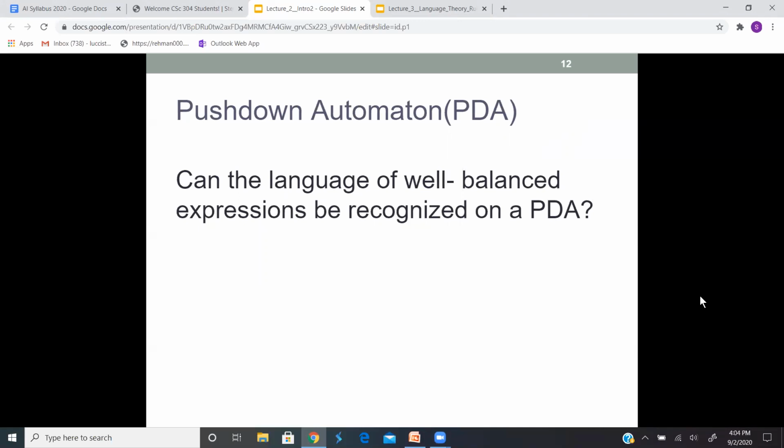Again, push down automaton. So again, abbreviations. I got the maintenance people working on the apartment next door to me, so I hear a lot of noise in my background. Hopefully you don't get all of it.